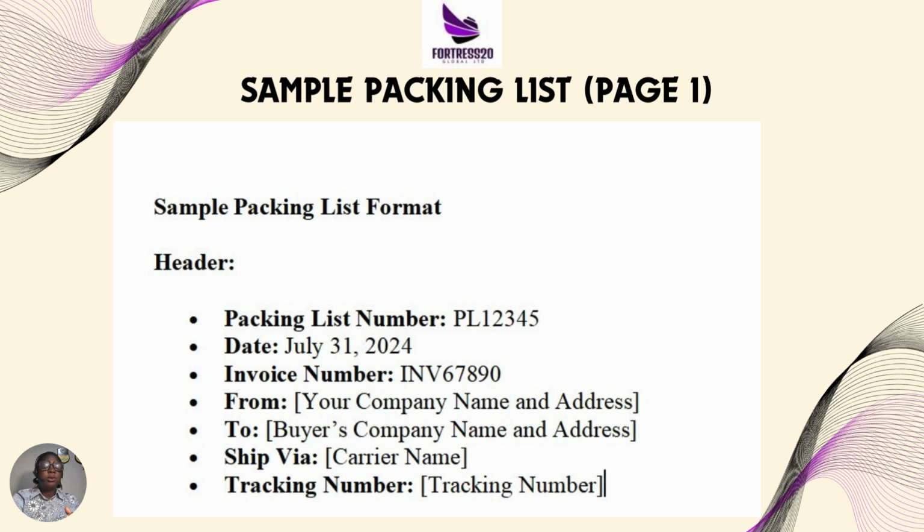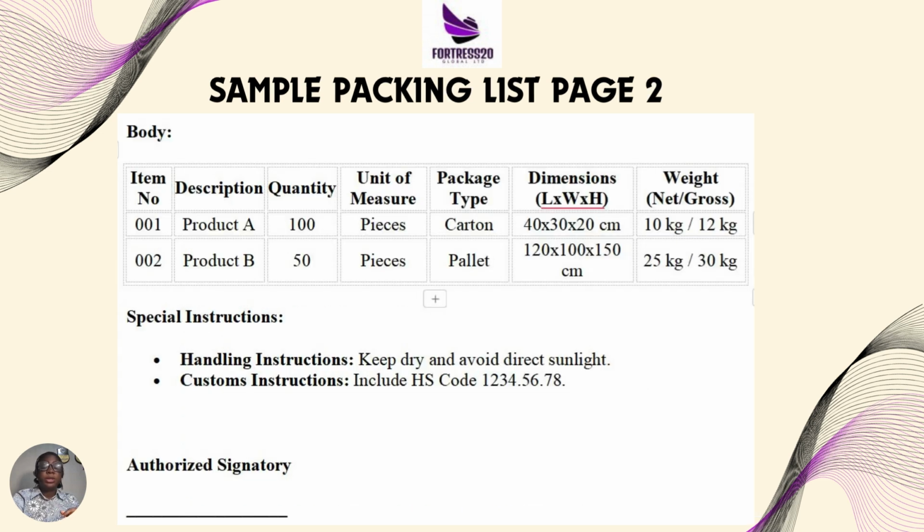The next thing is to include the buyer's name, buyer's company name and address. Are you shipping via a particular airline or shipping line? Include their name in this section. If you have a tracking number, put it there. We're still looking at the packing list sample.